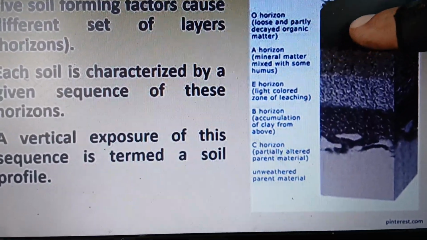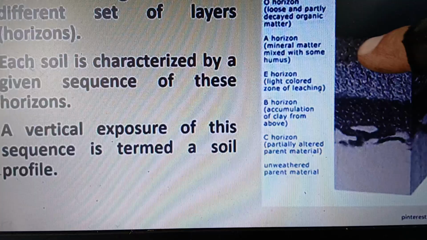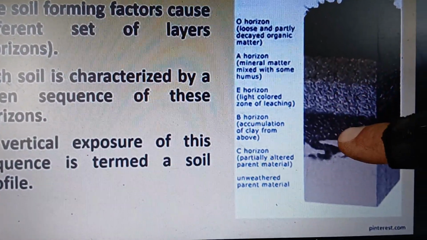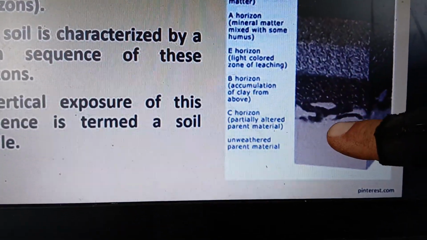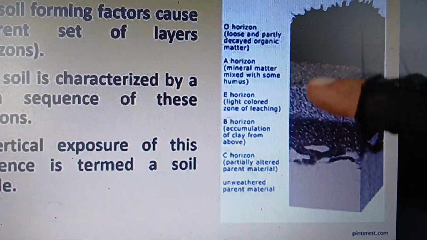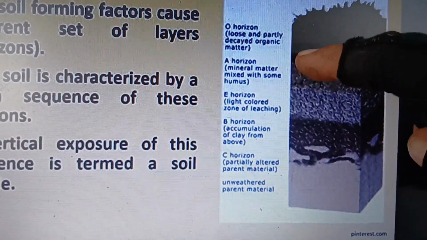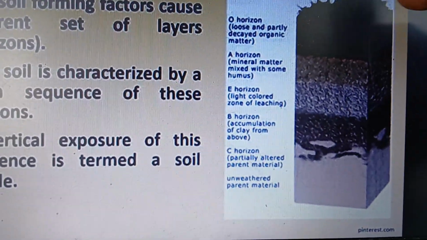Well, the O is the organic matter. The A has mineral matter mixed with some humic matter. And then the E is a bit more light coloured. The B is an accumulation of above with clay. C is partly altered, and then R is all the bedrock. So by knowing how much organic matter you have, you can know how potentially nutrient rich your fields are.